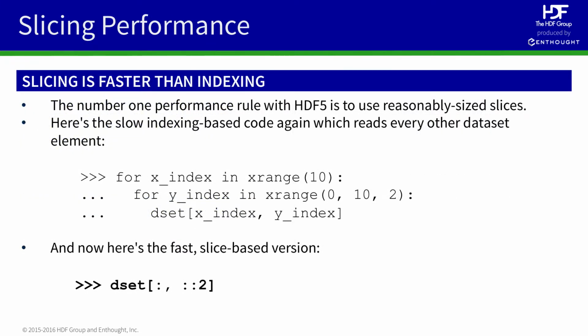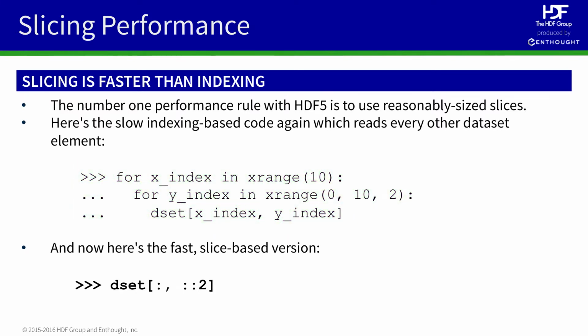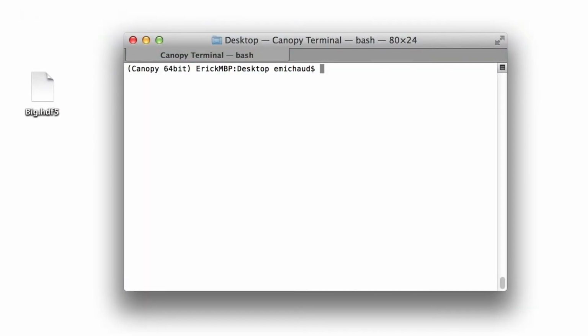Let's take a moment and think about how slicing would compare to our previous index example. Here's that code again with a nested for loop that reads every other element along the y direction. And, by comparison, here's the faster slice-based version that does the same thing. Keep in mind the difference is that HDF5 has to perform these steps requiring overhead only once in the case of a slice-based version, and for every index in the case of the indexing version. Let's take a look at a real-world example of how the HDF5 technologies of partial I/O and slicing can help you interact efficiently with a large HDF5 file.